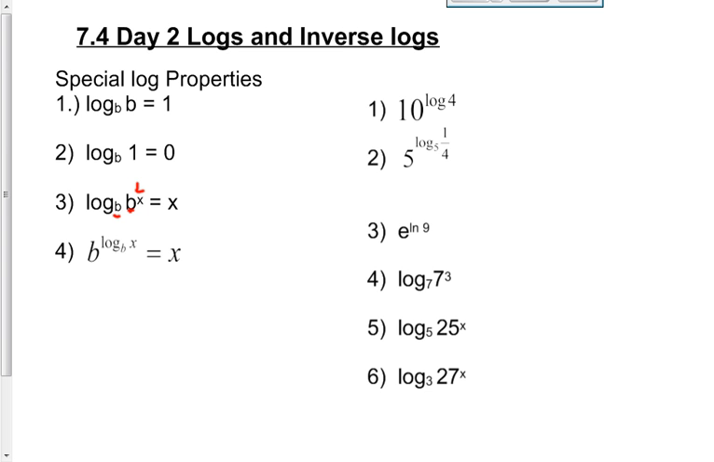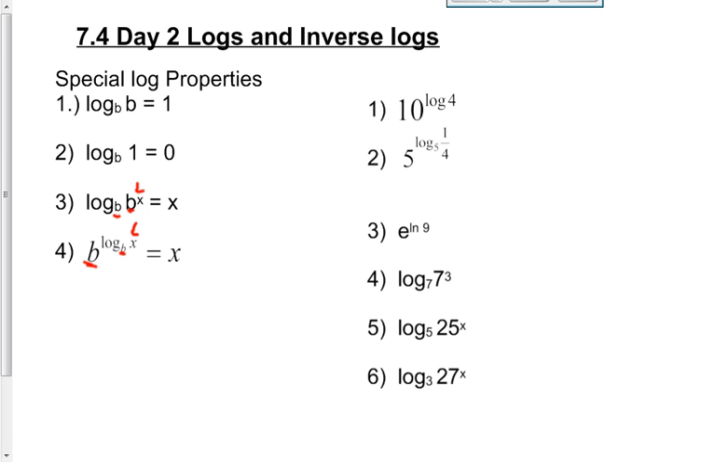And the fourth one, b raised to the log base b of x will equal x. So again, if your base here and your log base are equal to each other, your answer is just what you see right there in the power position, x. Over on the side, we've got some samples for each of these.